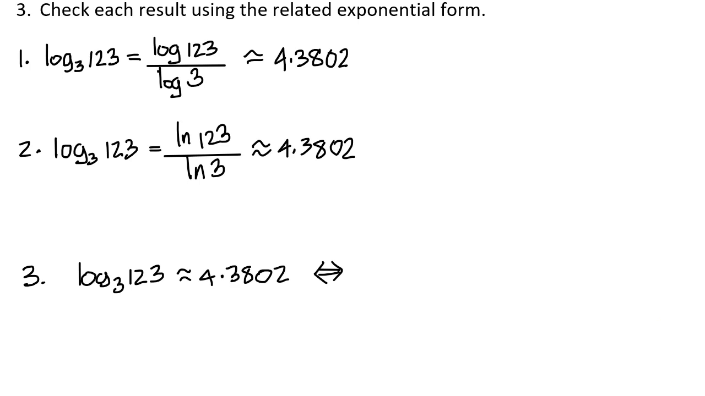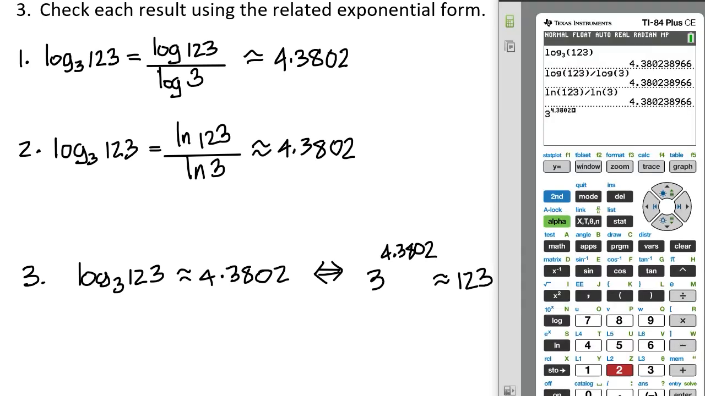So that would mean 3 to the power 4.3802. We expect that to be approximately 123. 3 to the power 4.3802 is pretty close to 123. If I had more decimal places, I'd get even closer to 123.